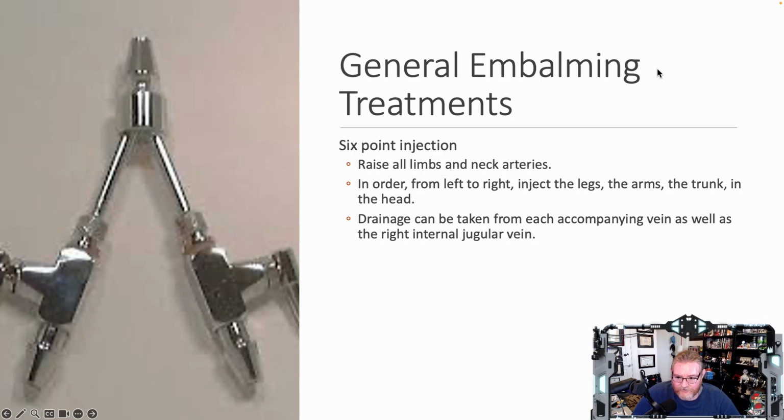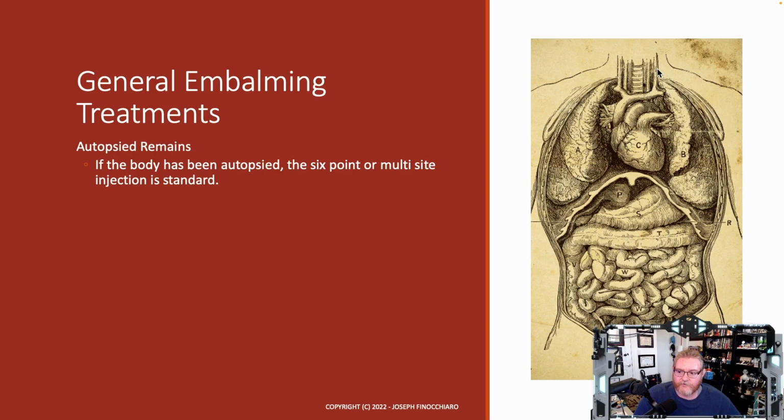A 6-point injection. Raise all limbs and neck arteries. In order from left to right, inject the legs, the arms, the trunk, and then the head. Drainage can be taken from each accompanying vein as well as the right internal jugular. If the body has been autopsied, the 6-point or multi-site injection is standard. Well, if the body's been autopsied, you're going to be working under autopsy standards.